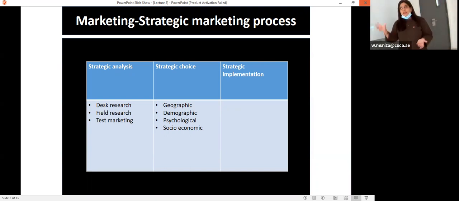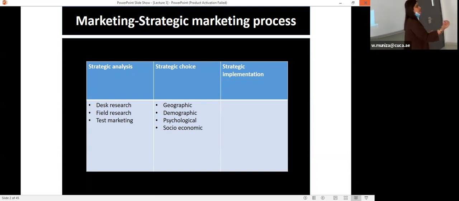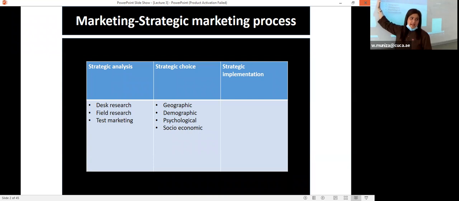Then the third type of research is test marketing. In test marketing, a small area of the overall population, having at least the same characteristics, is selected and the test marketing approach is applied. For example, once the agenda is made, it is tested on a small area first. If it succeeds there, then the overall population is focused on, segmented, and marketing is done. So these three types of research can happen in the strategic analysis phase.